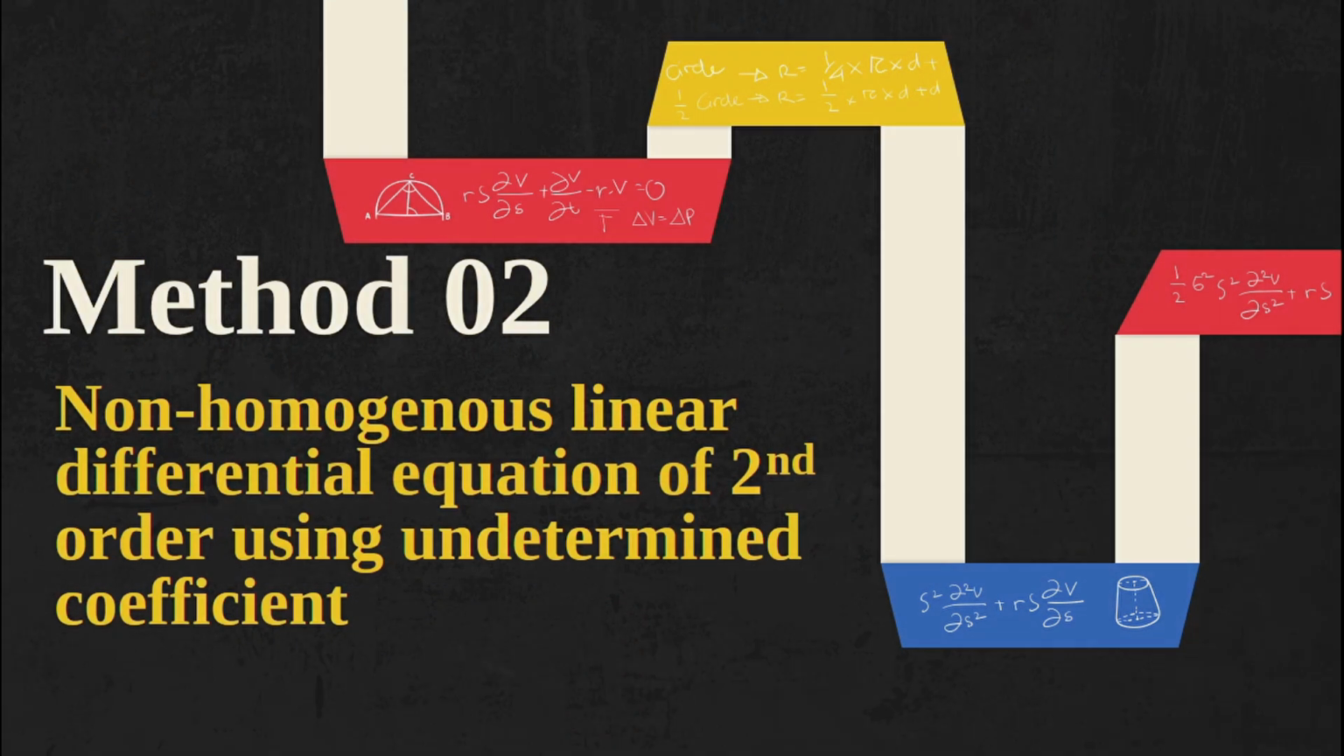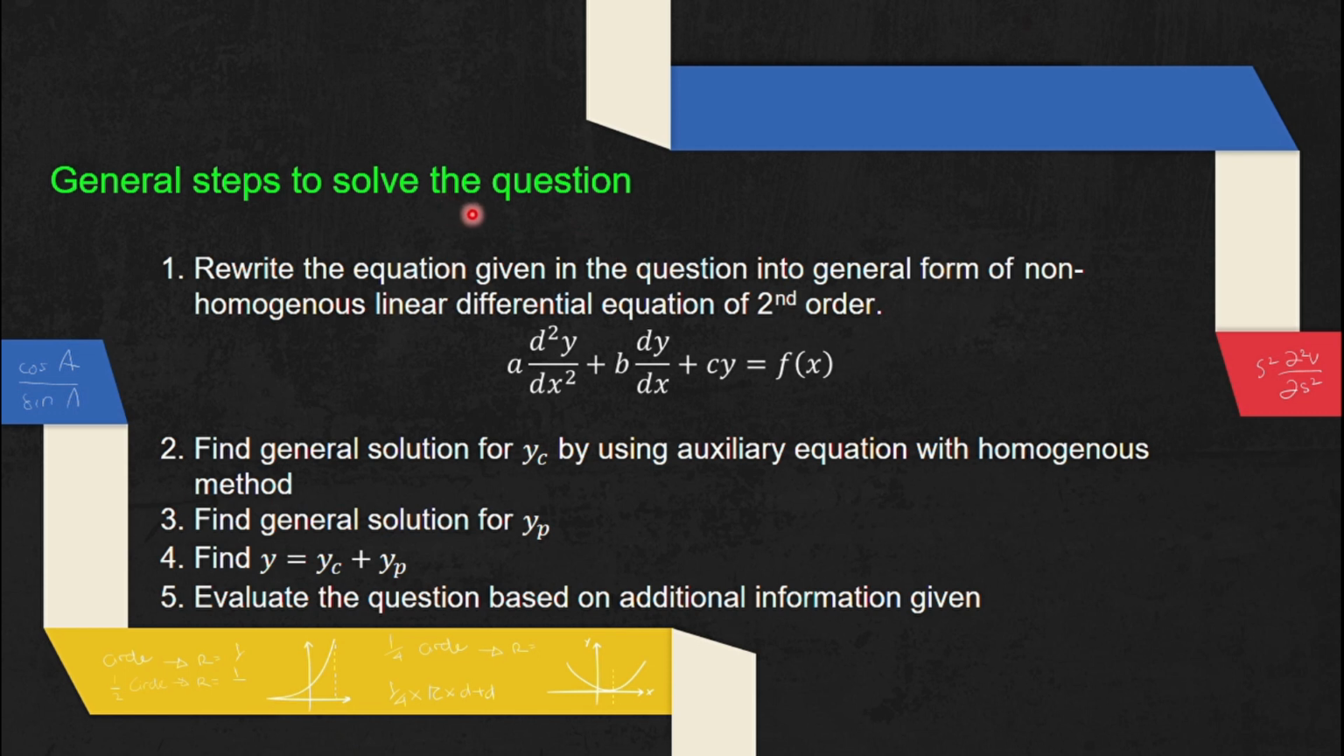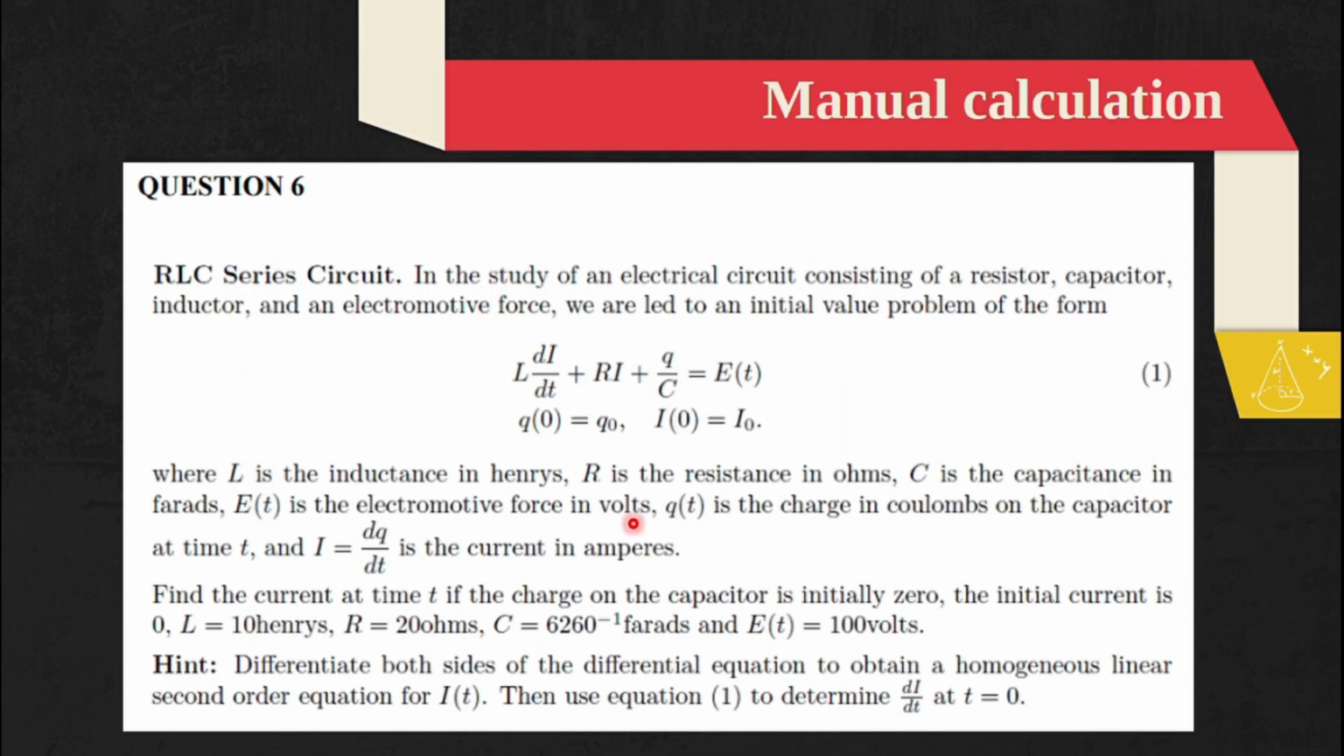Hello, my name is Amirul Hakim bin Sallehudin and I will explain the second method on solving this problem by using undetermined coefficients. The general step to solve the equation is quite similar to the first method. Rewrite the equation into the general form and find the general solution. The difference between the first method and the second method is that in the first method f(x) is 0, so it is homogeneous, while there is a function f(x) in the second method. So we need to find an additional general solution, that is yp. Sum up the general solution to find yc plus yp, and then evaluate the question based on additional information given. This is our question 6.